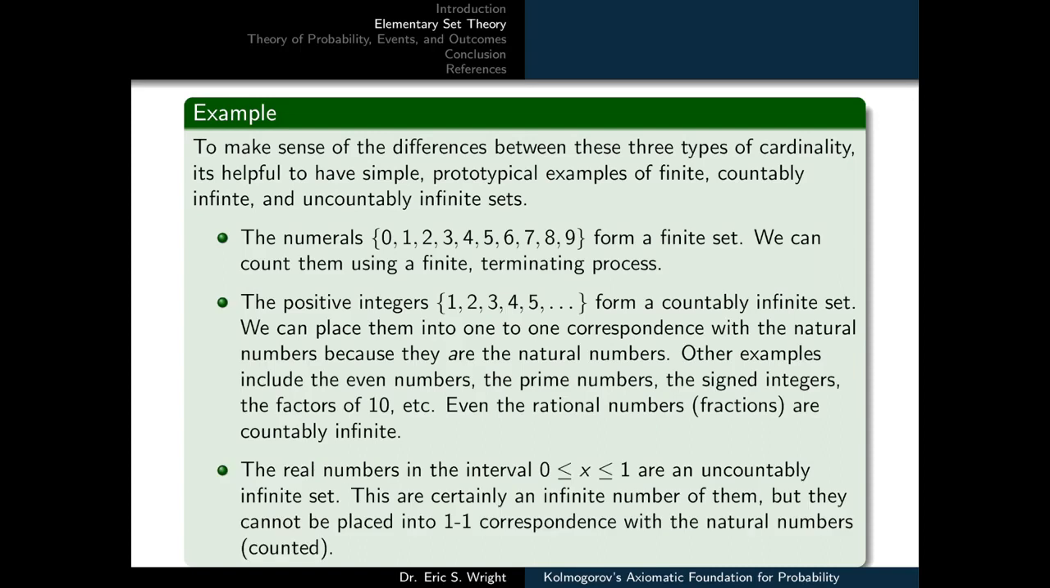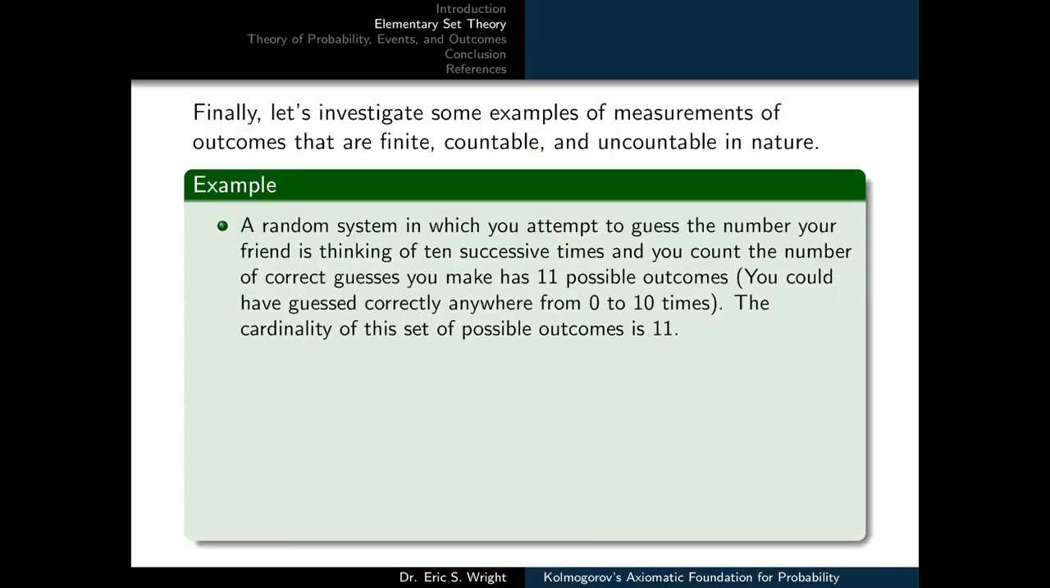The real numbers in the interval x is greater than or equal to 0 and less than or equal to 1 are an uncountably infinite set. There are certainly an infinite number of them, but they cannot be placed into one-to-one correspondence with the natural or counting numbers. Finally, we'll investigate some examples of measurements of outcomes that are finite, countable, and uncountable in nature.